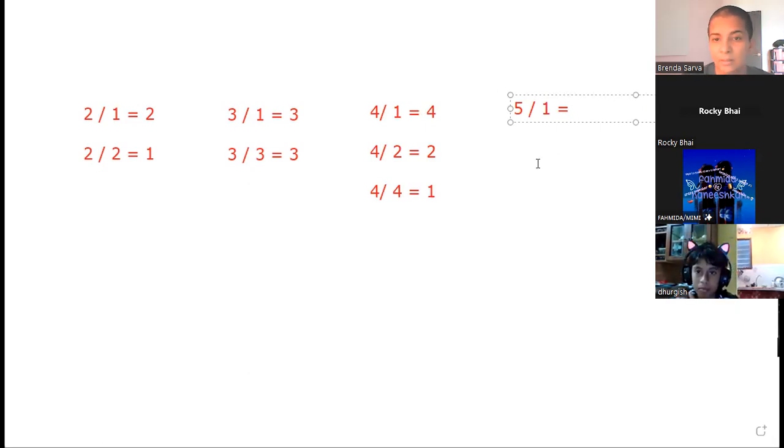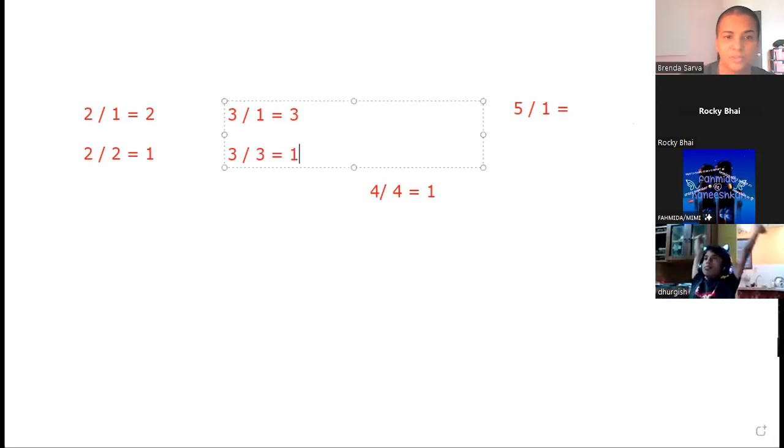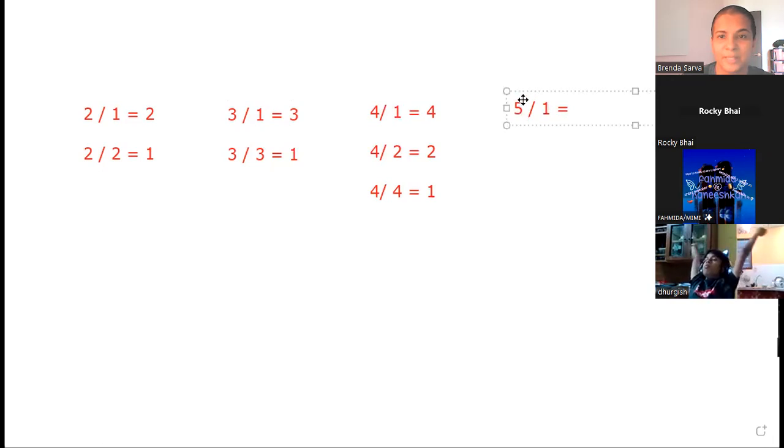Teacher, why is 3 divided by 3 is 3? Oh, sorry. Typo error. Thank you. 3 divided by 3 is surely not 3. It's 1. Okay. 5 divided by 1, 5. And then you cannot divide by 2. You cannot divide by 3. You cannot divide by 4 perfectly without a mixed number. 5 divided by 5 equals 1.